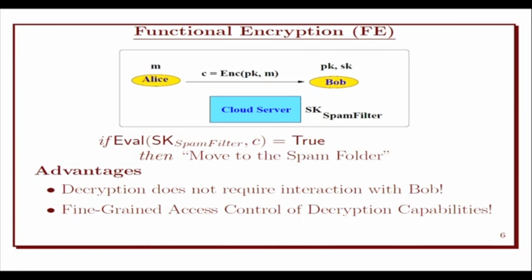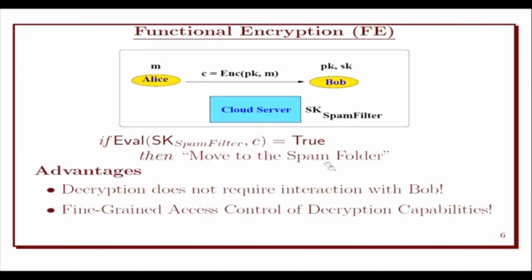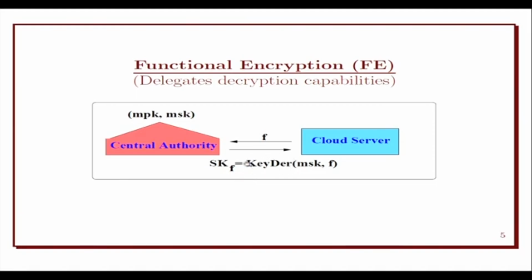Suppose we choose this functionality as the spam filter. The cloud server requests the central authority by sending this functionality, spam filter, and asks for a secret key corresponding to that functionality. That trusted party will issue SK spam filter by applying the key derivation algorithm using the master secret key and this functionality.